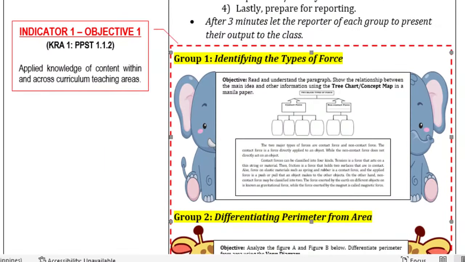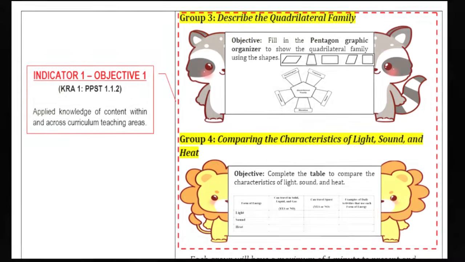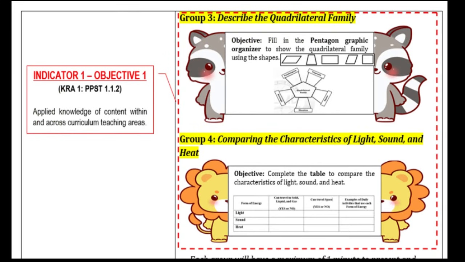In this part of my lesson on discussing the new concepts, I integrate science lesson for Group 1 and their task is to show relationship of the types of force using the concept map. For Group 2, I use the paragraph about the difference between perimeter and area. So the learners will use the Venn diagram to show the similarities and the differences between the two. I also integrated the lesson in Math 4 for Group 3 task, wherein they have to show the quadrilateral family using the Pentagon graphic organizer.